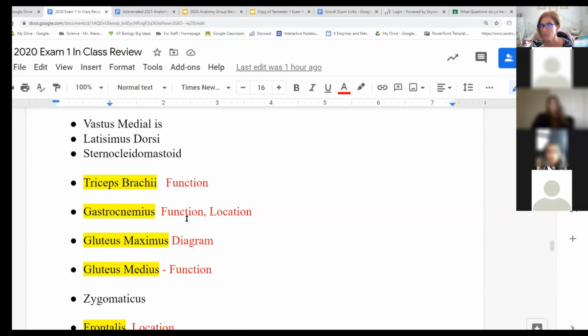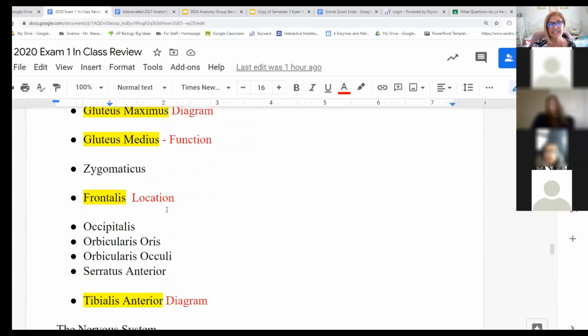Gastrocnemius points the toe, plantar flexes. It's the muscle most prominent when standing on your toes. Location, the calf muscle, the back of the calf. Again, if it says diagram, it's labeling. Function of gluteus medius would be abduction of the thigh. So bringing the legs out when you do jumping jacks, for example. Frontalis is found covering the frontal bone.